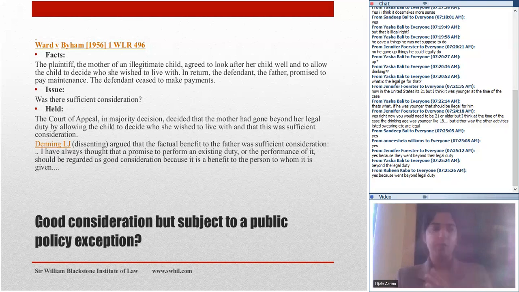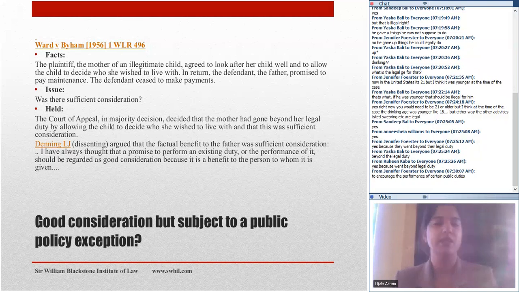So my question here is, why do you think that there must be a public policy exception if the performance of a public duty can constitute good consideration? Why should there be a public policy exception? What are the risks if this exception is not there? What are the dangers if this exception is not there?